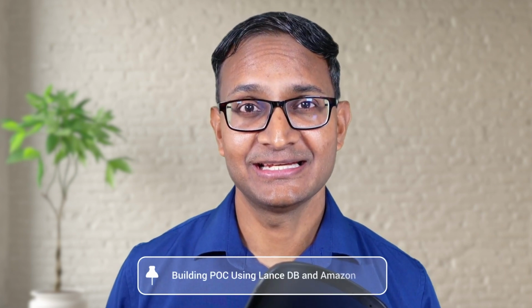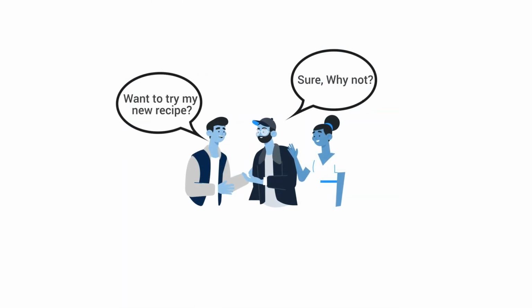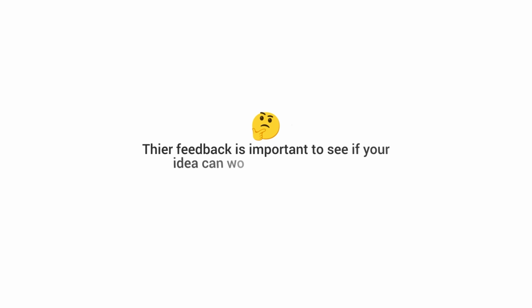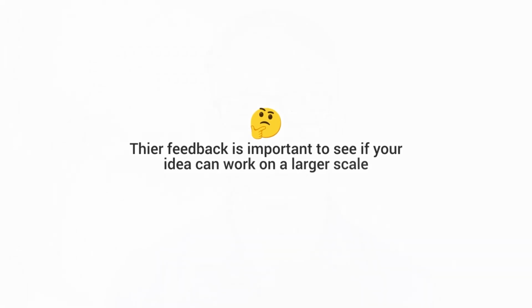Step 2. Now is the time to build a proof of concept, or POC, using tools like LanceDB and S3. This is where you put your system in front of real test users. It's like inviting a few friends over to test your recipe. Their feedback will help you to see if your idea can work on a larger scale. If it does, great, you are one step closer.